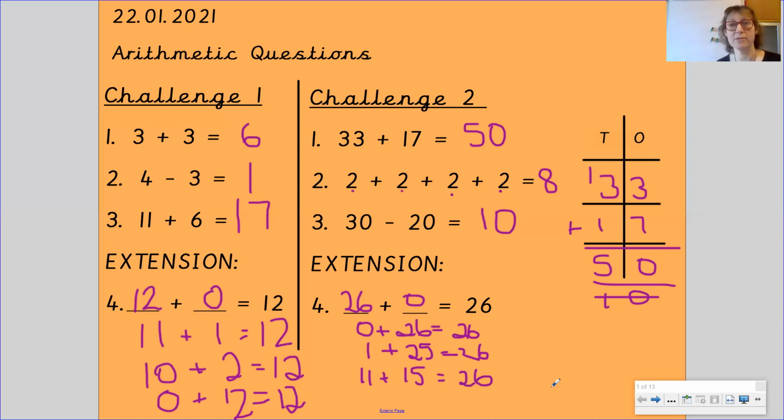There are 27 different answers, which includes all the ones turning them back the other way round. So instead of 1 add 25, I could have 25 add 1. And instead of 11 add 15, I could have 15 add 11. So every time I work out one, actually I've got 2 separate answers. Makes my life a little bit easier. So again, I will have a look at what you put onto Tapestry for those.